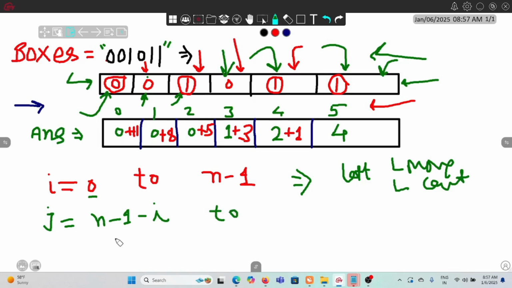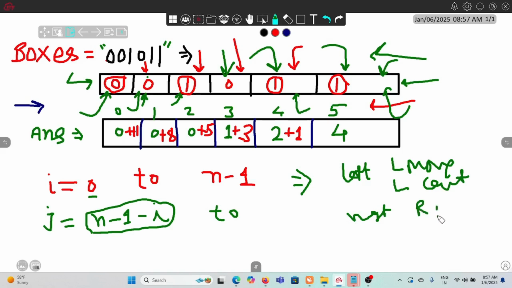So similarly, with this formula, every time we do n minus 1 minus i, we will have the equivalent right side guy as well. Here at the 0th location, then we would be here. When our i becomes 1, n minus 1 minus i would give us the second last guy. Similarly, for the right side we can have variables called R moves and R count, and do the same operation which we did.